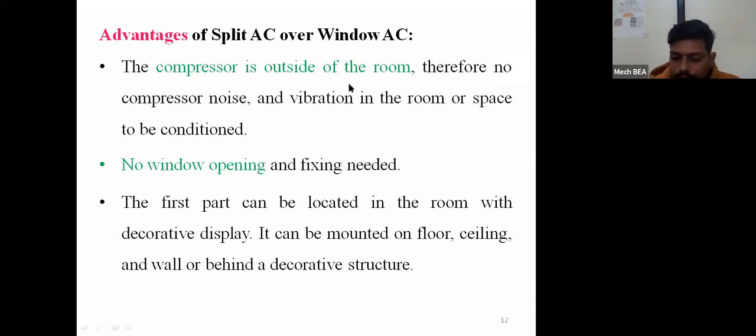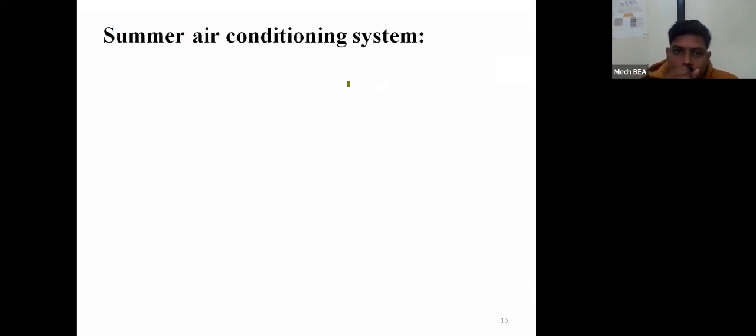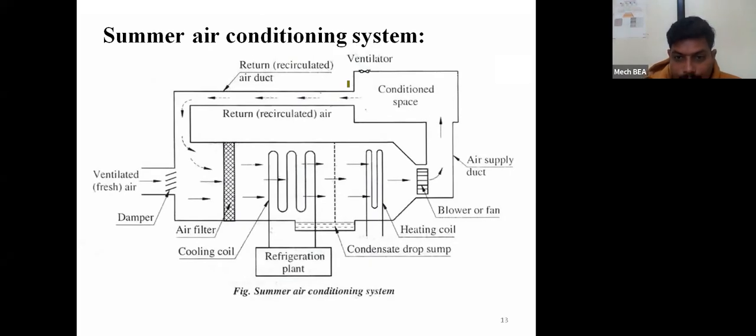Okay. Now, after seeing the window AC and split AC, we'll switch to the next part. We have seen three types of air conditioning system. Out of that, first one is called a summer air conditioning system. Second one is called a winter air conditioning system, and third one is called a year-round air conditioning system. So we'll see the structure of that summer air conditioning system, winter air conditioning system, and year-round air conditioning system.